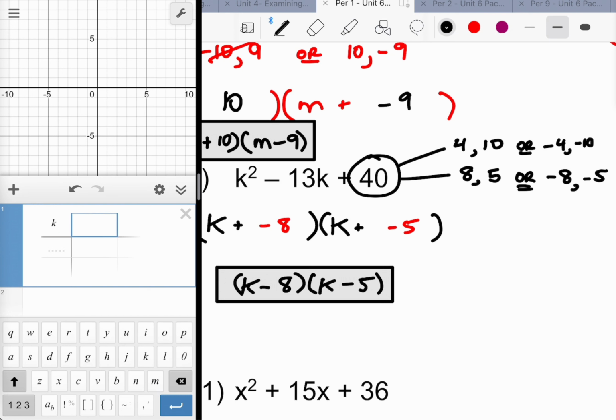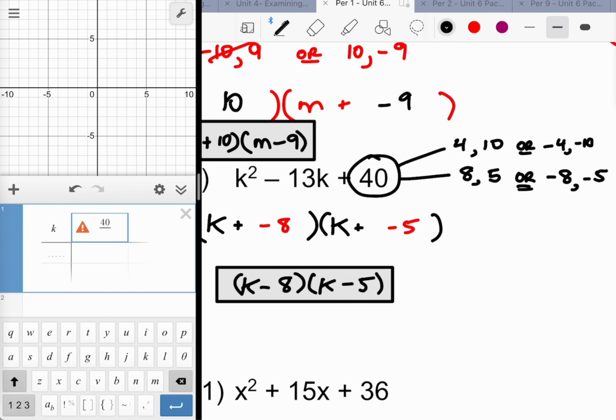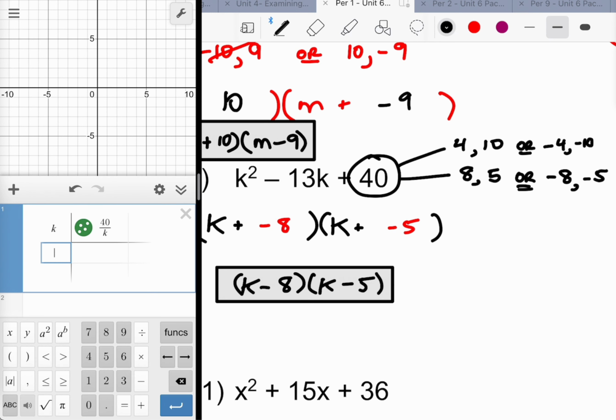I'm looking for values that multiply to 40, so my second column here would be 40 divided by whatever k is. We don't need the graph. You could look at it if you want, but it's not going to make a difference. So k is our variable. Whatever you put in for k, multiplied by whatever results in the second column, will multiply to give you a 40.